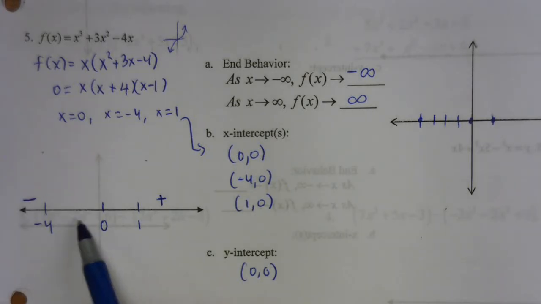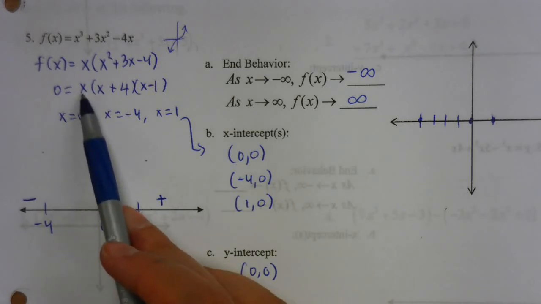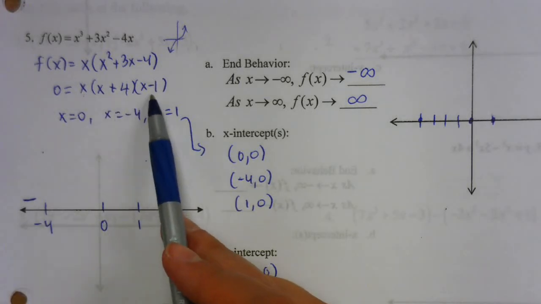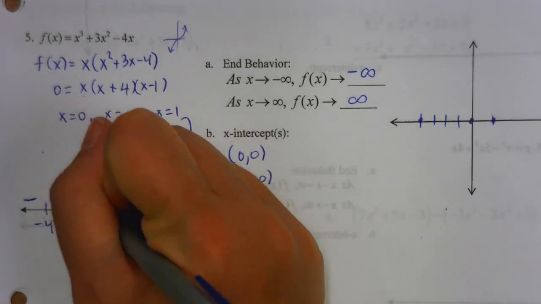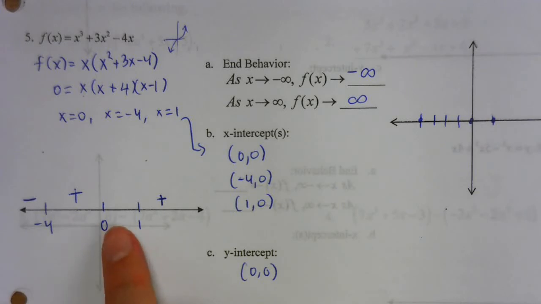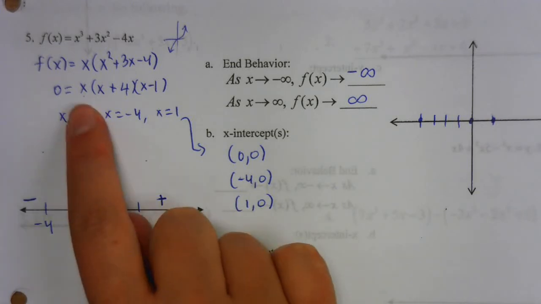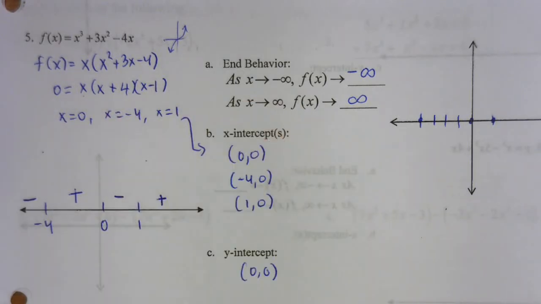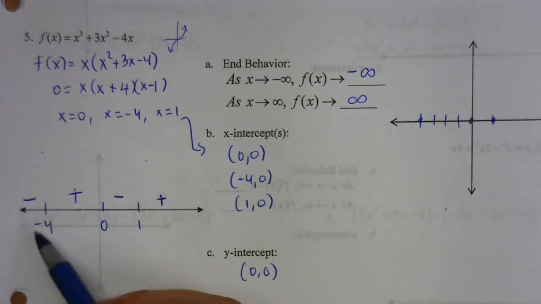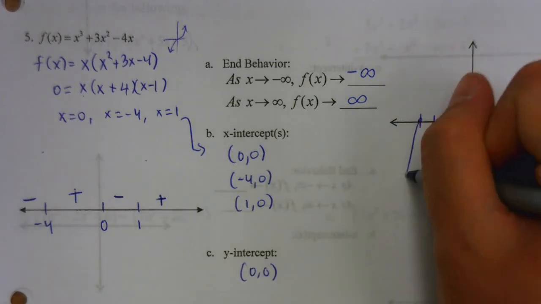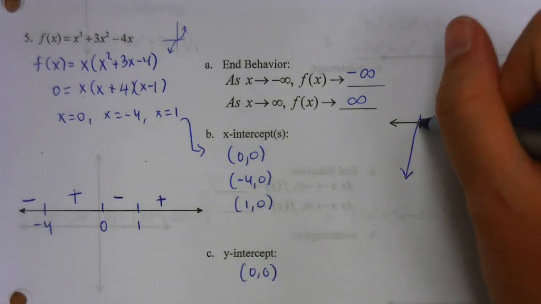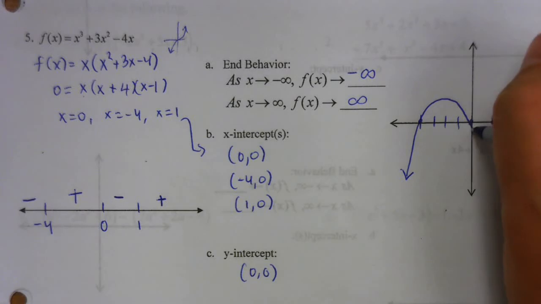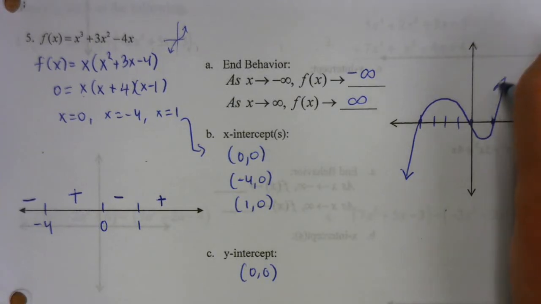So when I pick a number between negative 4 and 0, like negative 2, when I substitute that in, it gives me a negative, a positive, and a negative. So that's going to turn out positive. And when I substitute in a fraction like a half, positive, positive, negative. And then that's going to help dictate how my graph goes. So I'm below the x-axis to start. I am above the x-axis. I am below the x-axis and above the x-axis.